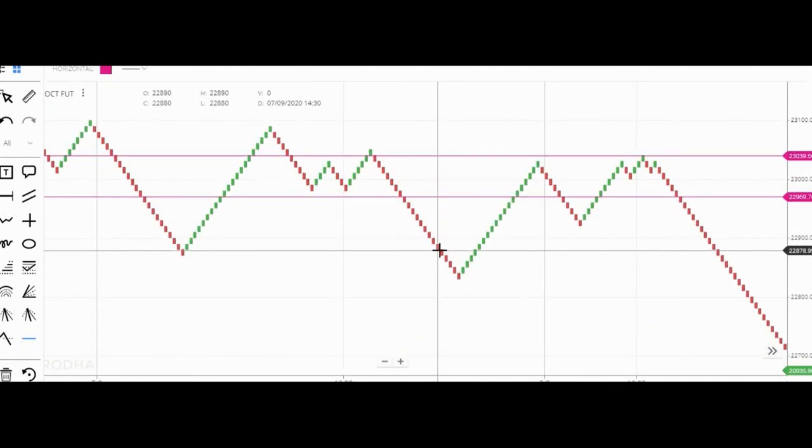Okay friends, hope you understood the advantage of Renko chart combined with M pattern and W pattern.